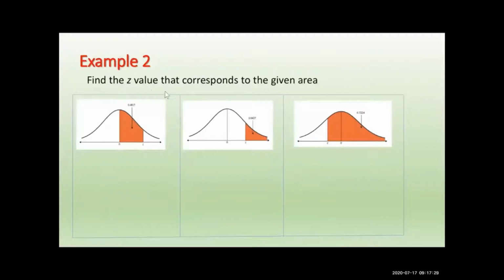We have to find the z value that corresponds to the given area. Here the area is given, you can see. We have to find the z-score. For example, here is the z-score. What is that z? We have to find it. They have given that area. Here is the z, they have given that area. We have to find what is that z.